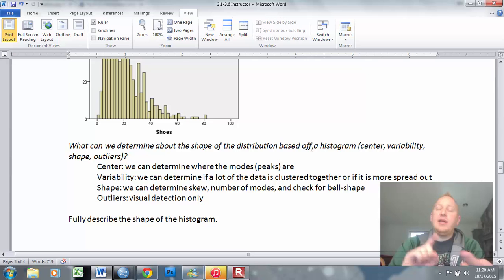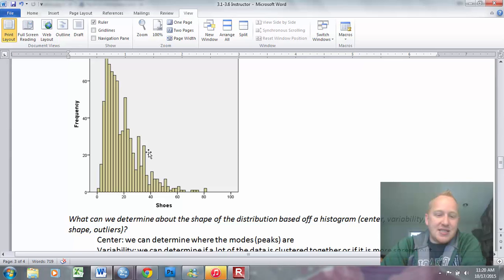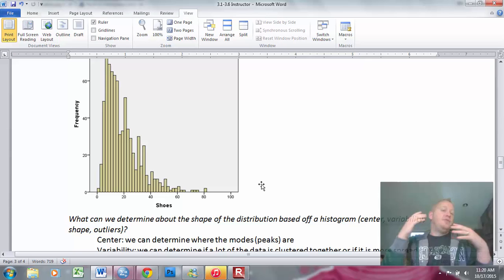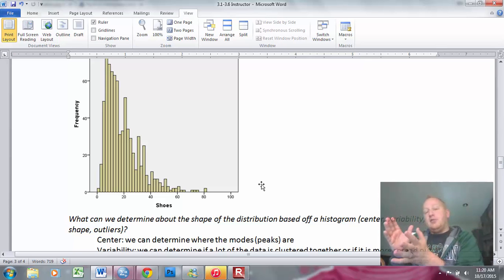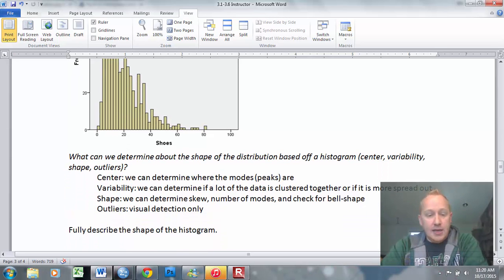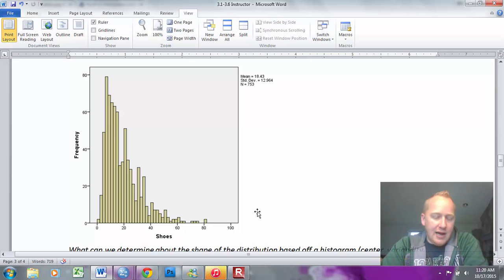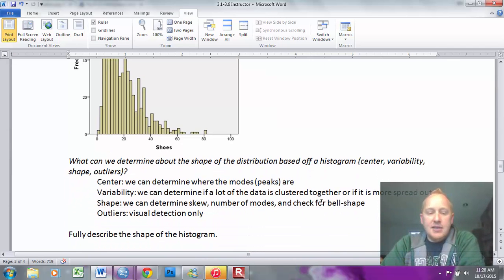Shape. Here we can determine the skew, just like with a box plot. And just like with a box plot, this is skewed to the right. The data values to the right are more spread out. It doesn't matter if we use a box plot or if we use a histogram. If it's skewed right using a box plot, it's going to be skewed right using a histogram as well. But we can also determine the number of modes, and we can check if it's bell-shaped. So here the number of modes is 1, and it's not bell-shaped. Remember, bell shapes are symmetric. So if you have skew, you know that it's not bell-shaped.